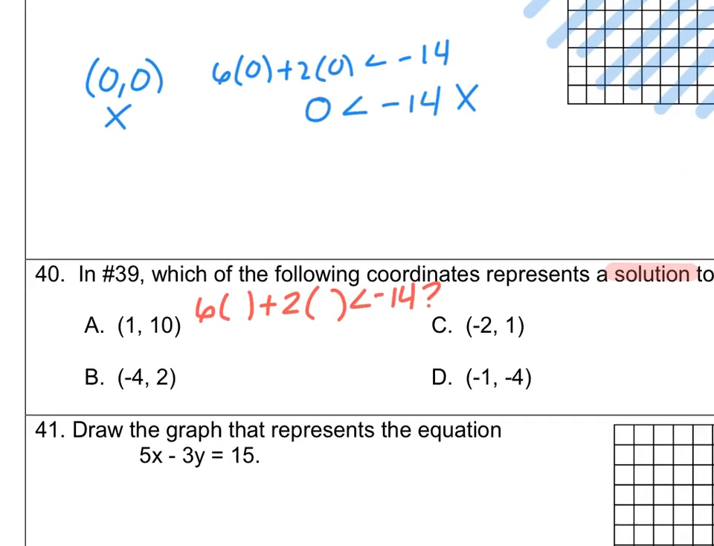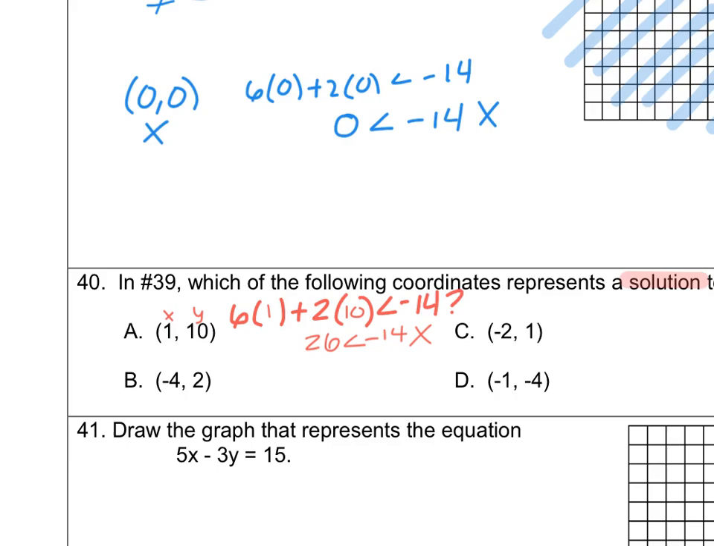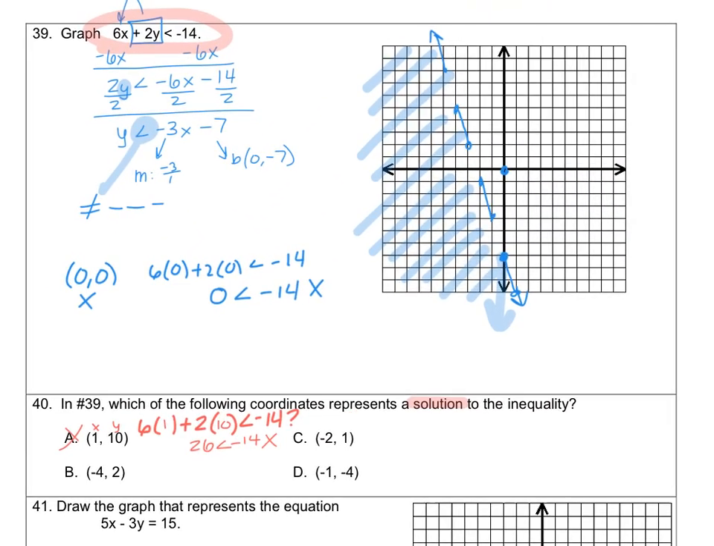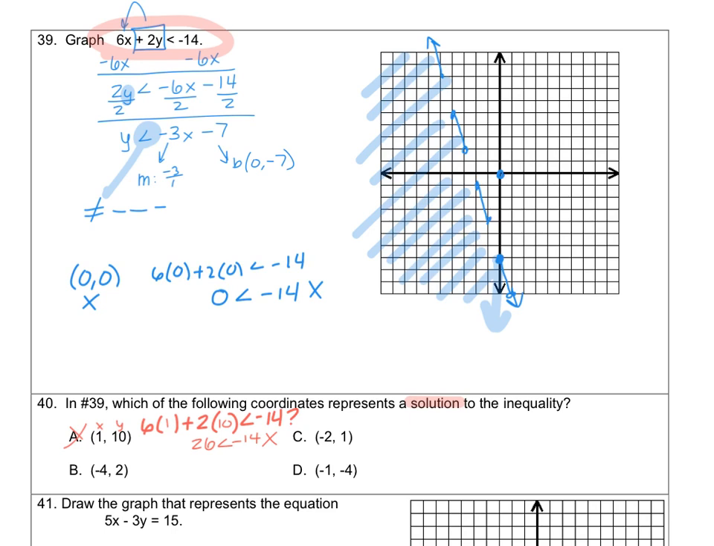Then I'm going to use the x and y values that they gave me. So I'd have 6 times 1 and 2 times 10 in there. 6 times 1 is 6, plus 2 times 10 is 20. So this would be, is 26 less than negative 14? No. So that means (1, 10) is not a solution. And if I graphed it, it would be all the way up there. So that's my A, and that's not going to work.